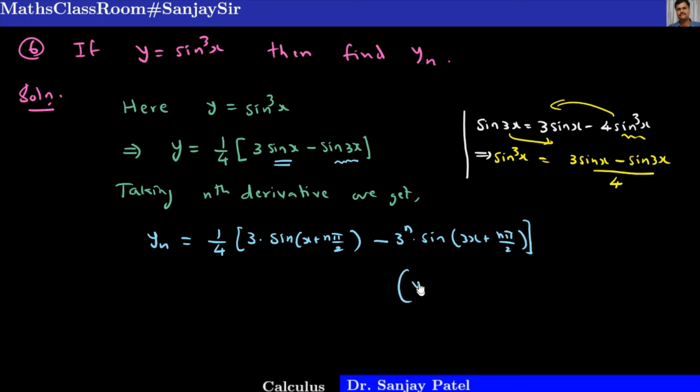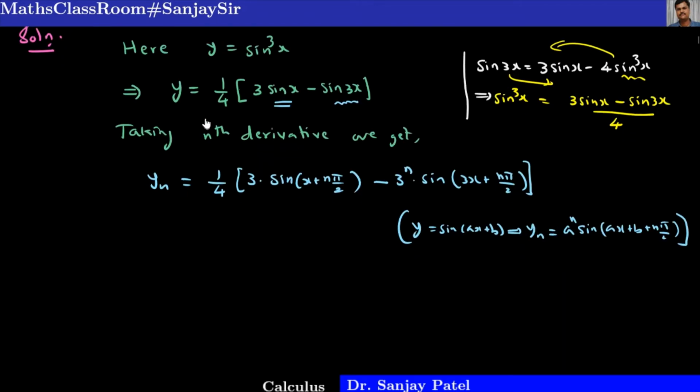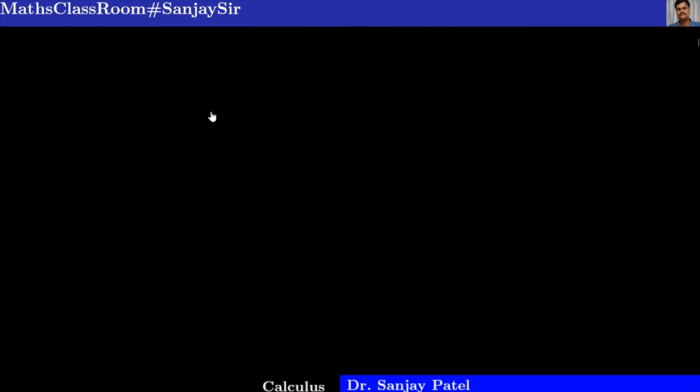Just recall that formula: y is equal to sine ax plus b is the given function, then its nth derivative yn is a raised to n into sine of ax plus b plus n pi by 2. So we are using this formula for both the derivatives of these two terms. Okay, so this is the required answer. Let us go to the next problem. From this set of problems, you'll understand how to think in different situations.